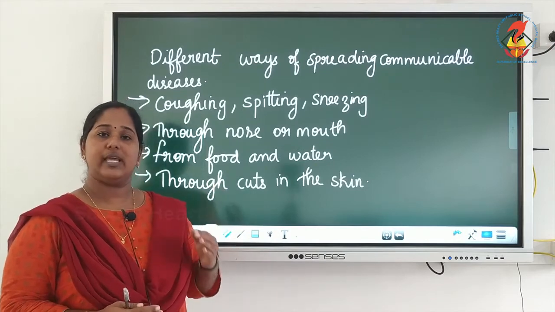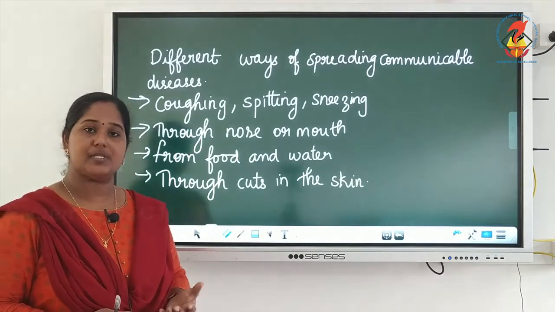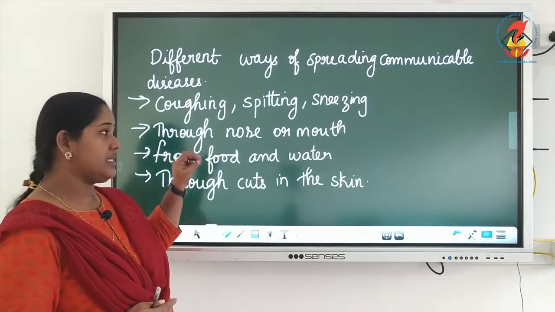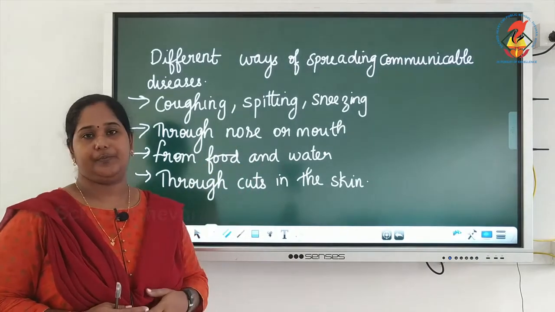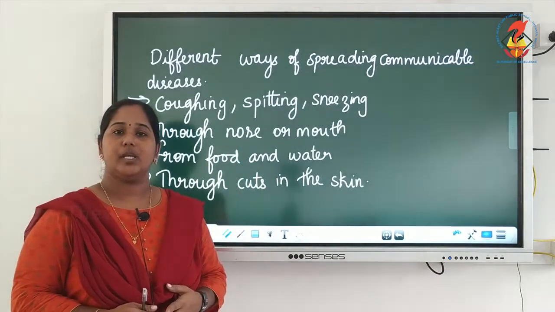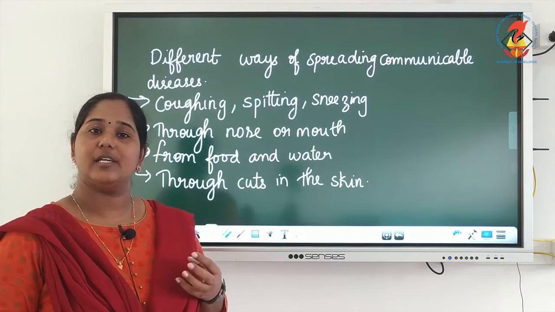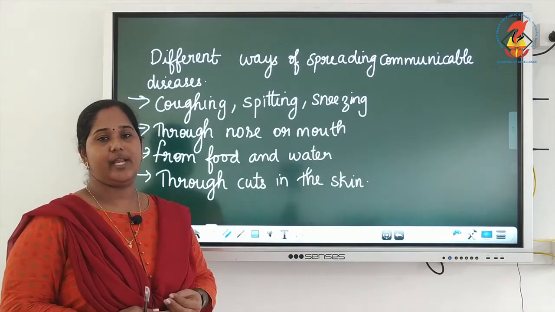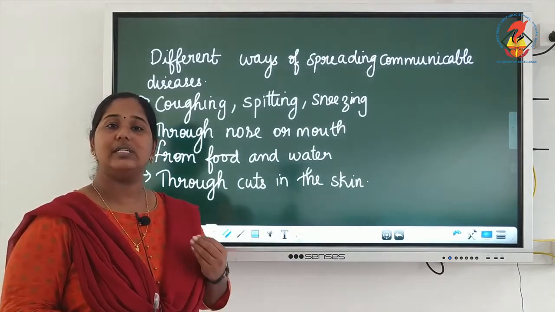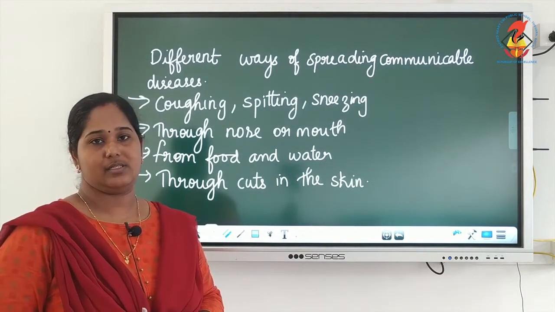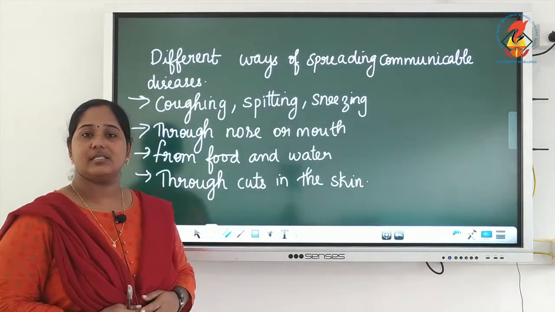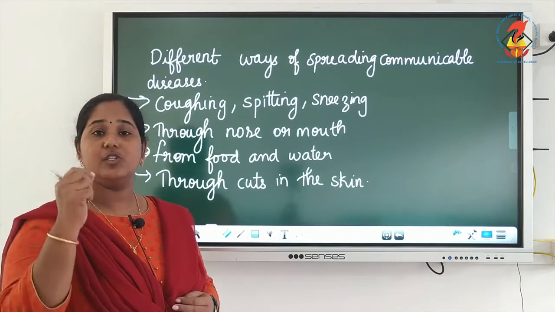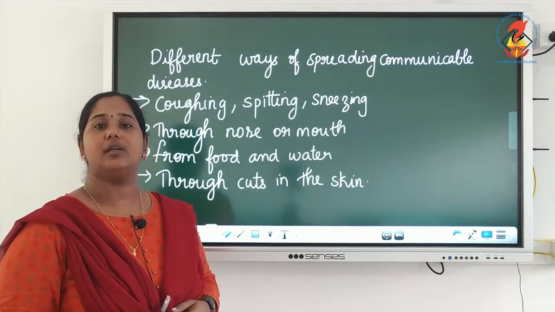So germs can enter a healthy person's body by coughing, spitting or sneezing. These germs enter through the nose or mouth. The next way is through food and water. Contaminated, polluted or dirty food and water always cause diseases to living things. The next is through cuts in the skin. If there is any wound or cut in the skin, germs can easily enter through that and cause diseases.